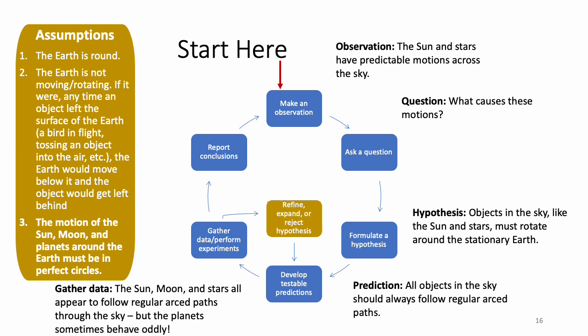And that assumption is that the motion of the sun, moon, and planets around the Earth must be in perfect circles. And so not only regular arced paths, but the Earth, again, is stationary at the center, and everything around it is no longer moving in a perfect circular sphere around the Earth, but actually moving in circles around the Earth. And we'll see what I mean by that in the next slide.